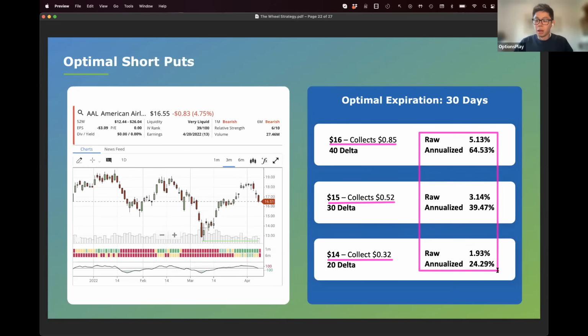So which one of these would you pick, the 16, the 15, or the 14? Please type your answer into the chat window here. Okay, so here I see a lot of 14s. I see a few 16s and a few 15s, but predominantly the answer seems to be the 14s.